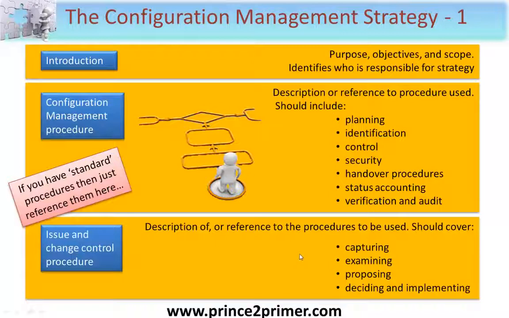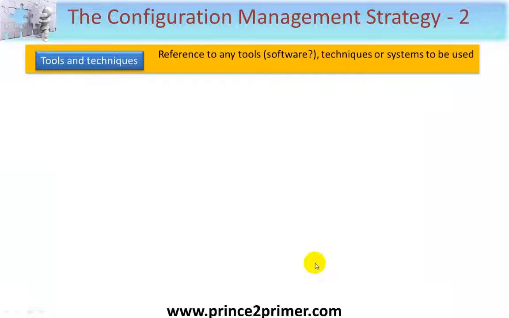Issue and change control procedure. Here's where you get your opportunity to lay down exactly how issues and change control will take place. Again, if this is written down elsewhere, then you would merely reference such procedures in this document. Still on the configuration management strategy document, any particular tools or techniques. For example, you may well have a database that is already set up for all of your organisational assets, as they're called, to do with the products that your organisation uses or creates, and the project would naturally want to hook into such database and use it.